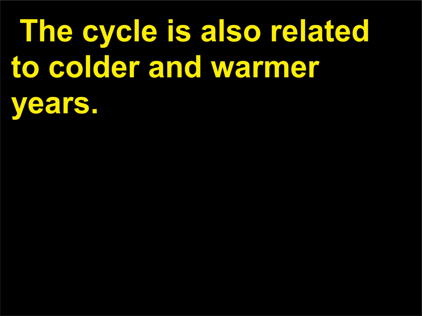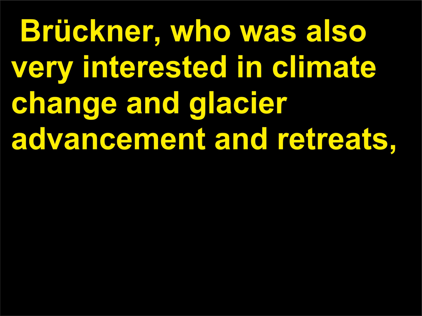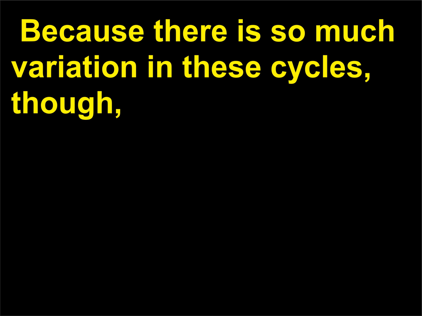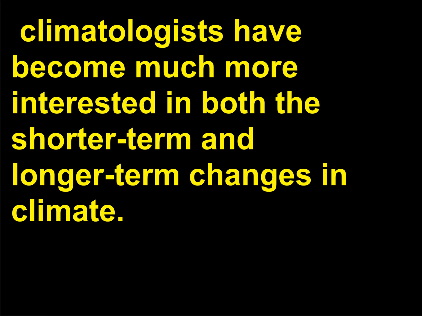The cycle is also related to colder and warmer years. Bruckner, who was also very interested in climate change and glacier advancement and retreats, based his theory on his research into glaciers and tree rings. Because there is so much variation in these cycles, though, climatologists have become much more interested in both the shorter-term and longer-term changes in climate.